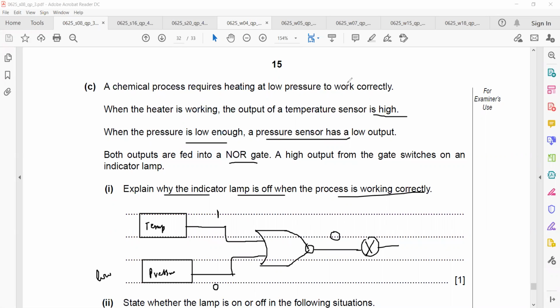Yeah, so you can mention the pressure is low, so the output is low, or you can mention one of the inputs is high for the OR gate, because a NOR gate basically works only when both inputs are low. But here one of the inputs is high and another one is low. That's why it is off.